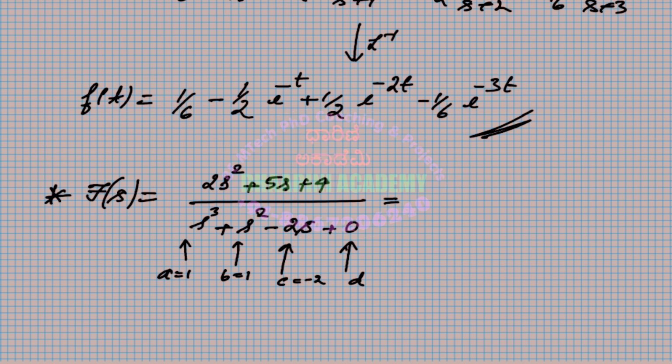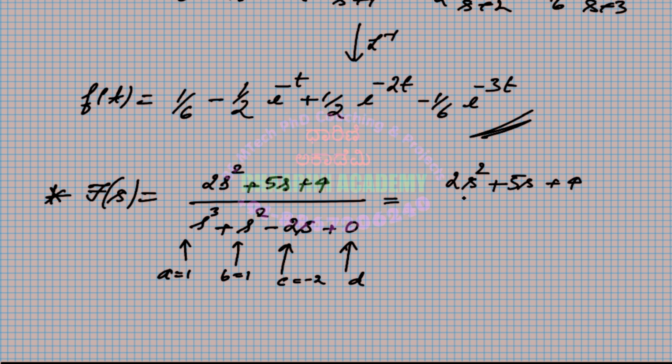Okay, so when we do that we get the roots. So I'll tell you how to write the roots now. Let me write the numerator first: 2s squared plus 5s plus 4 divided by, the first root is 0.